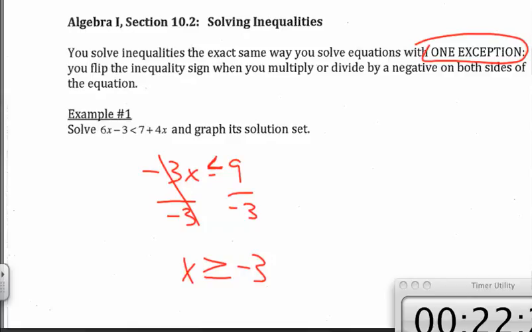Is it because two negatives make a positive? I'm sorry? Is it because two negatives make a positive? No, hang on to that question, Troy. Okay, so the one exception is if we multiply or divide on both sides by a negative, then we flip the inequality.